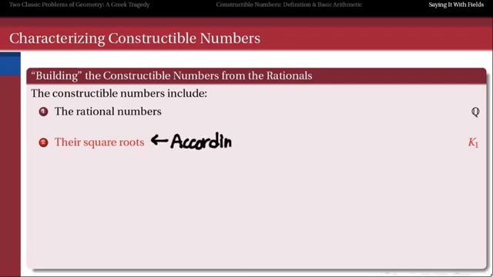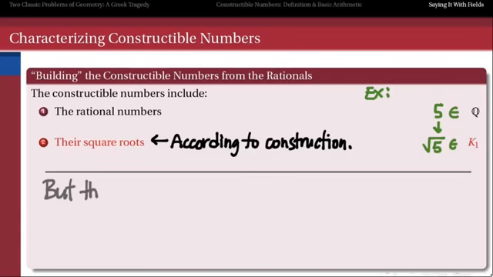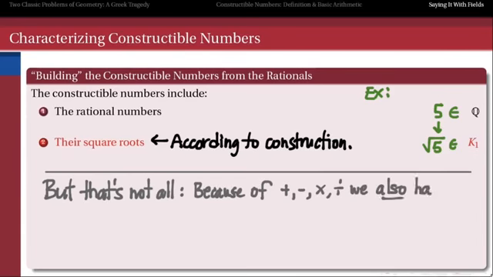This is according to the slide that we just saw a minute ago with the inscribed angles inside of a circle. So as an example, if I take the rational number 5, I can construct the irrational number square root of 5. And that's going to belong to what we might call this first level on our list of constructible numbers. We'll call it K1.